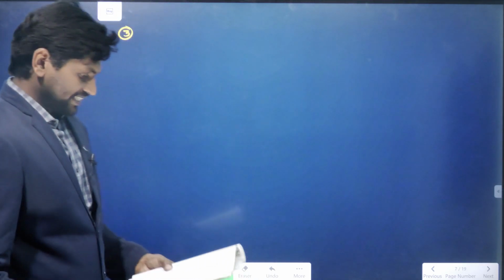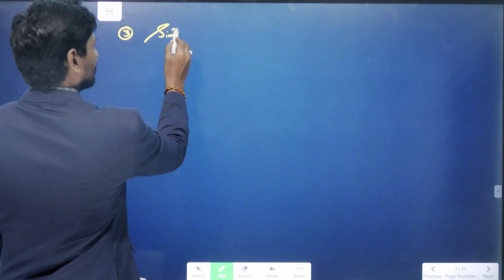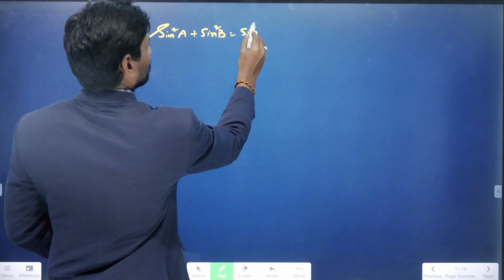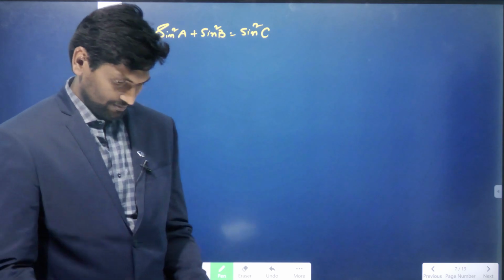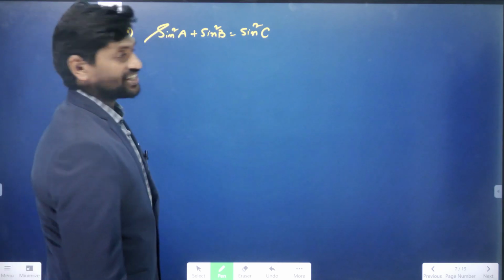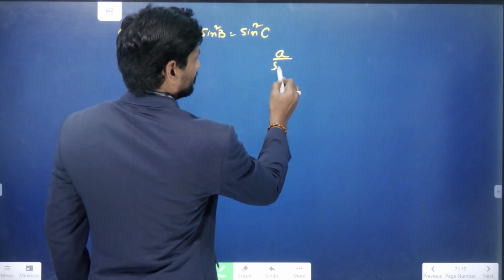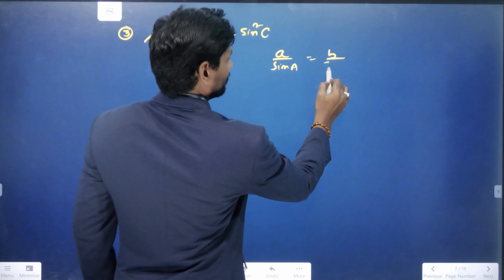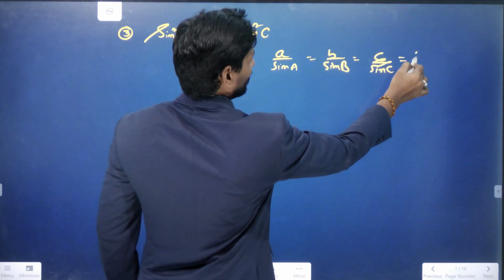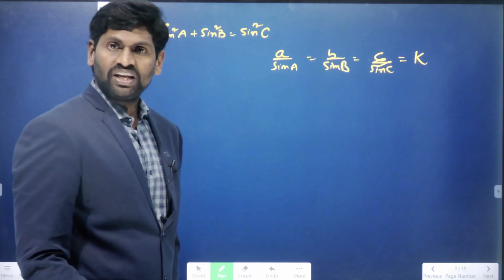Problem number 3. Sin square a plus sin square b is equal to sin square c. We need to find the value of angle c. Here also I am going to apply the sine rule. What is the sine rule? a by sin a equals b by sin b equals c by sin c, equal to 2r, or let's just take it as a constant term k.